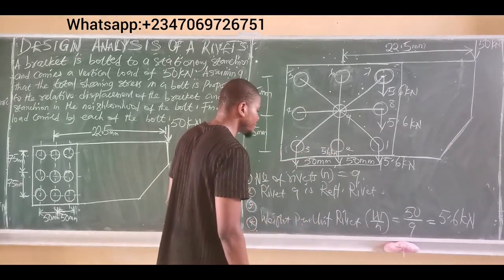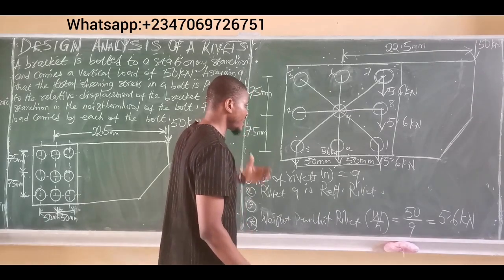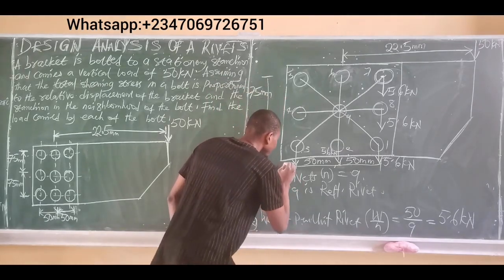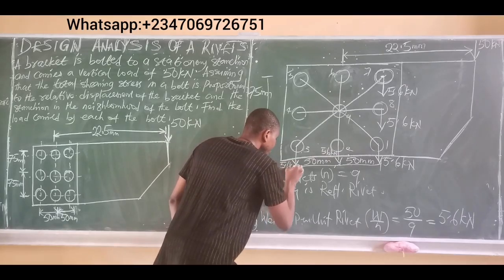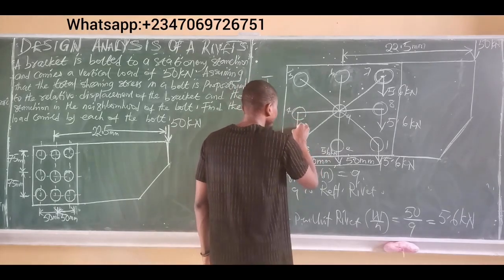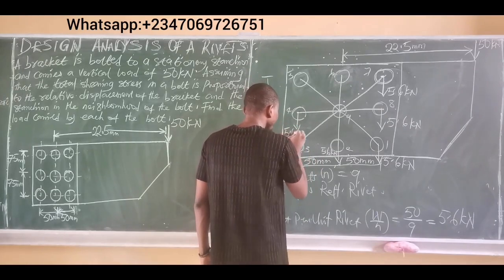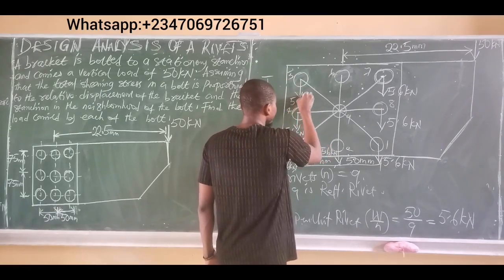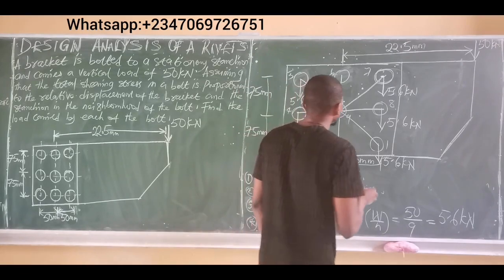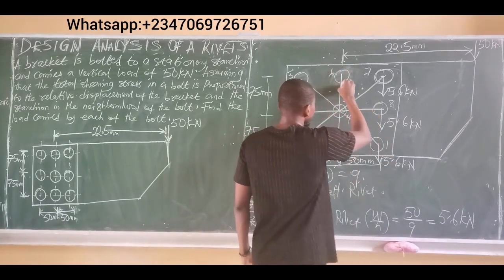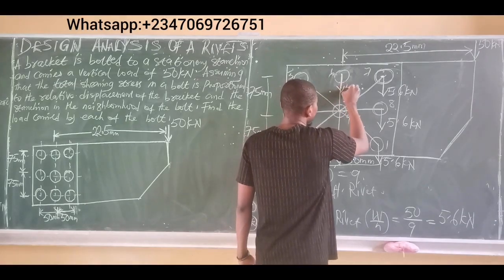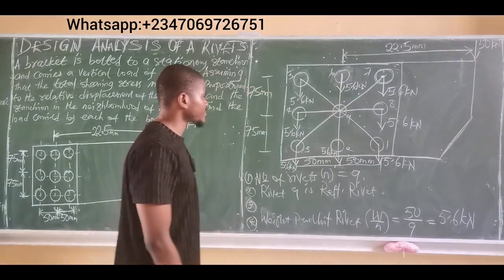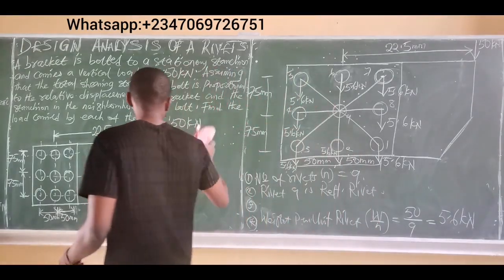This load carried per unit rivet causes a direct shear force which acts vertically downwards. So each of them has 5.6 kilonewtons acting vertically downwards from the center. All right, I think I can wipe here.